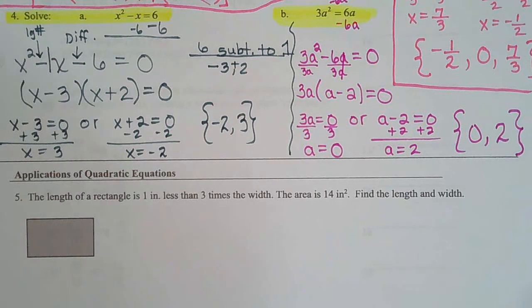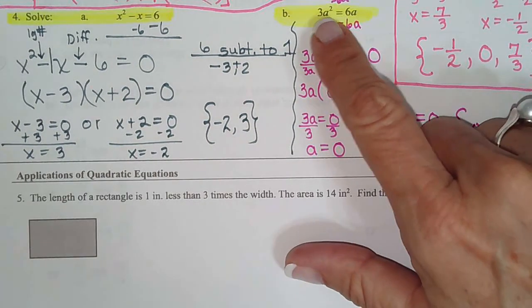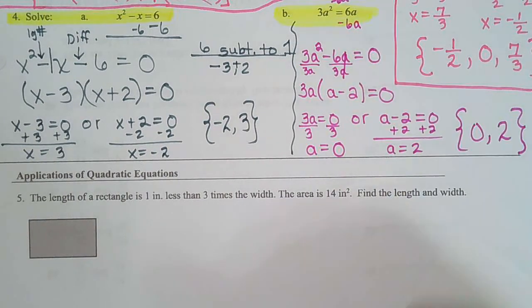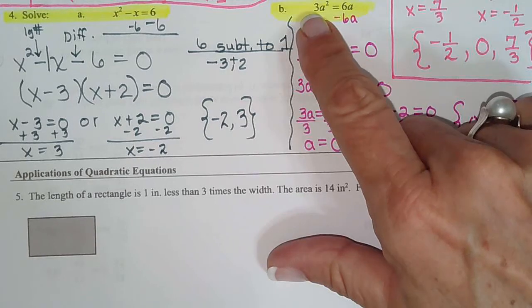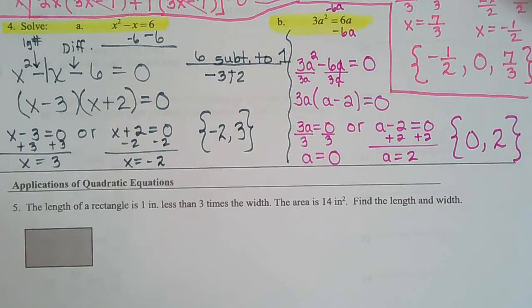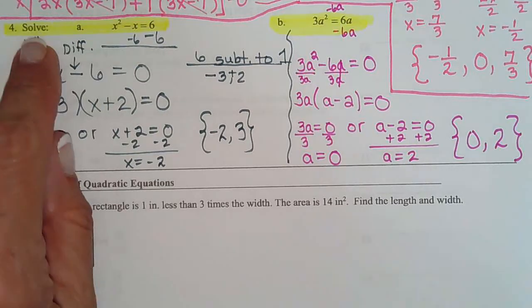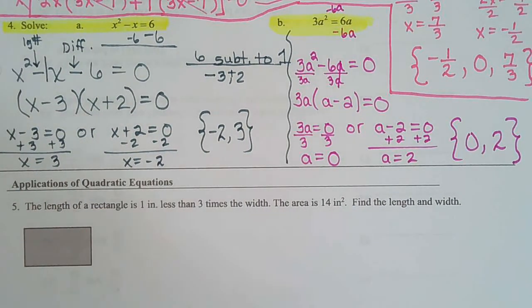And someone asked via email, can you check these? Absolutely. Put 0 in. 3 times 0 is 0. 6 times 0 is 0. 0 equals 0. Then put 2 in. 2 times 2 is 4. Times 3 is 12. 6 times 2, 12. So when you put it in, you just get the same number on both sides. So any problem that says solve can be checked by plugging the answers in and seeing if it gives you a true statement.